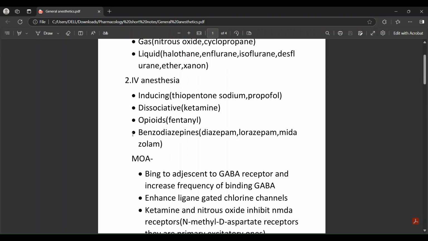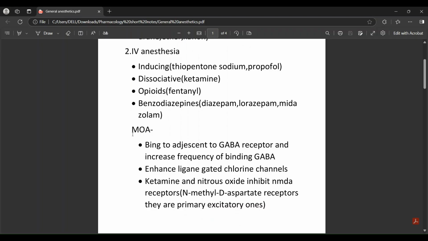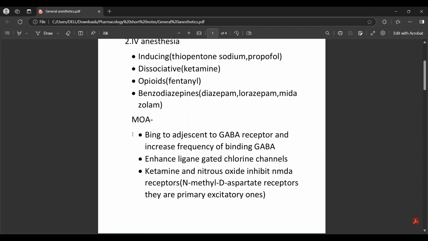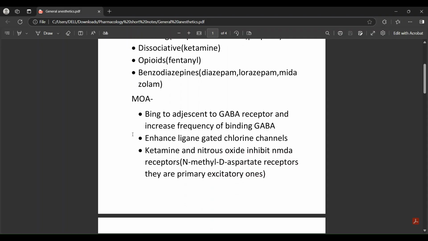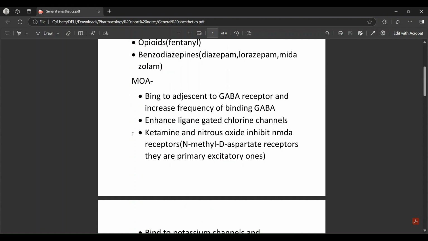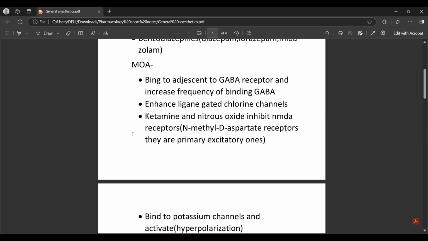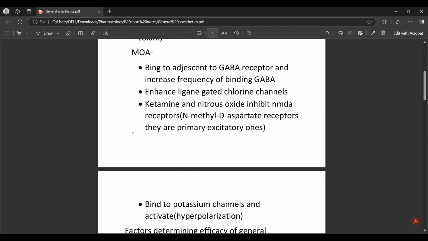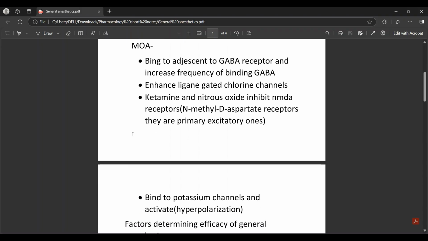And what is the mechanism of action of general anesthetic? It binds to adjacent GABA receptors and increases the frequency of binding to GABA receptors and increases the activation of the GABA receptor. We know GABA is the inhibitory neurotransmitter. When it is released, excitation will be reduced, so the pain sensation will be reduced. And it enhances the ligand-gated chloride channel. We also know that when chloride channels are open, chloride goes inside and will neutralize positive ions in the neurons. It will cause inhibitory action in the synapses.